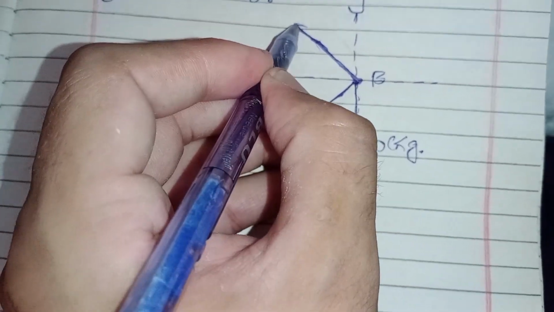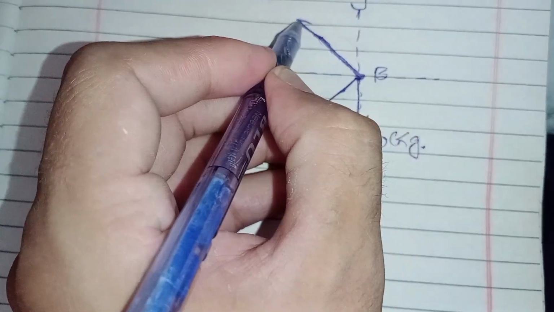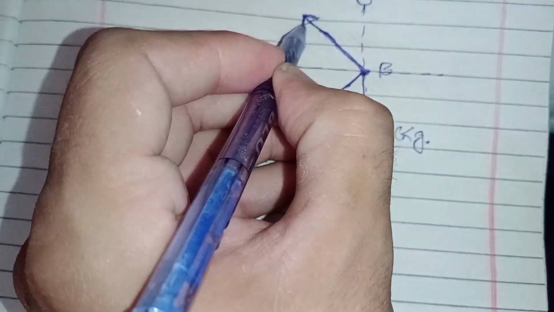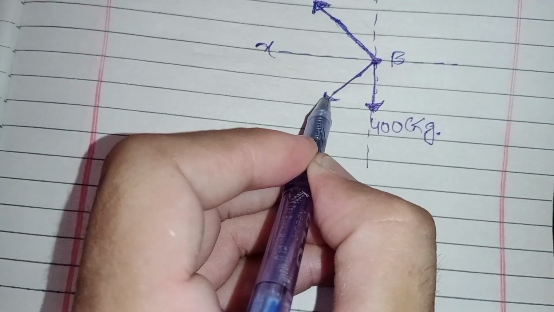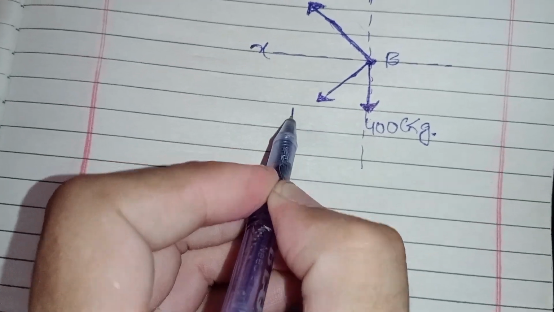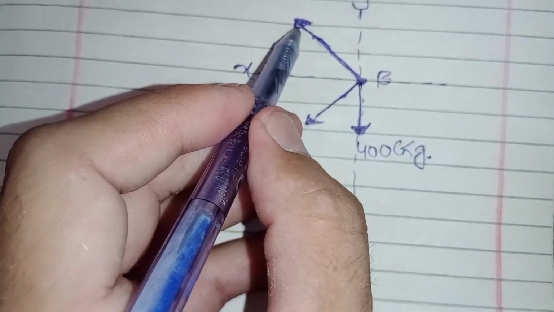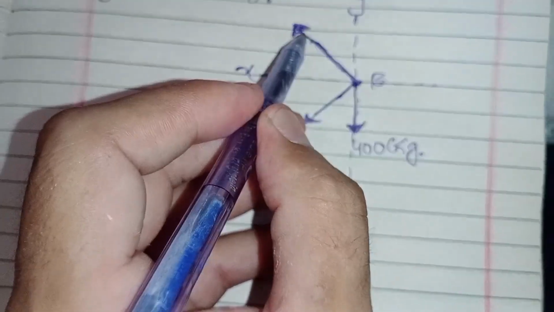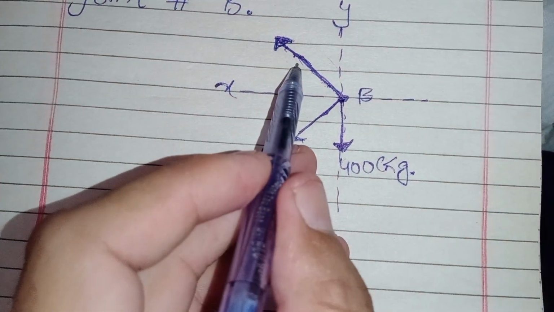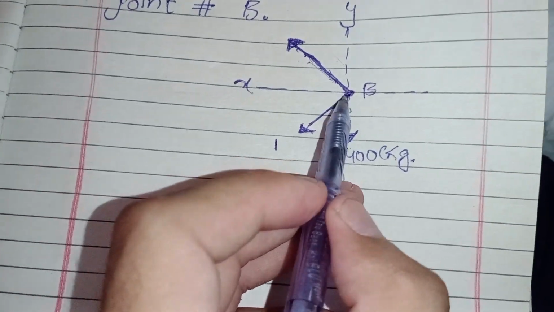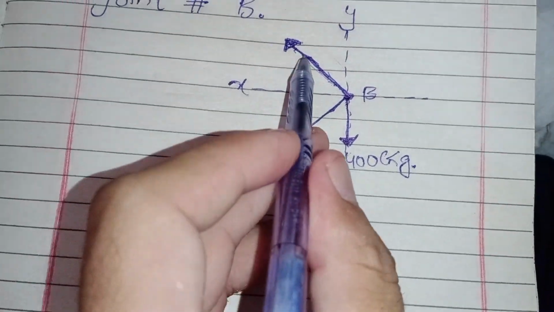So I assume that the force in this member is in tension. Okay, I assume, and also I assume that the force in this member is in tension. Why in tension? The force directed away from the joint we call tension, and the force directed toward the joint we call compression. So I assume these forces.